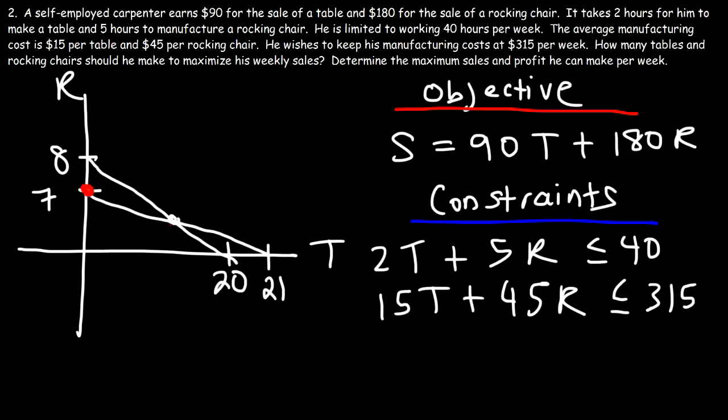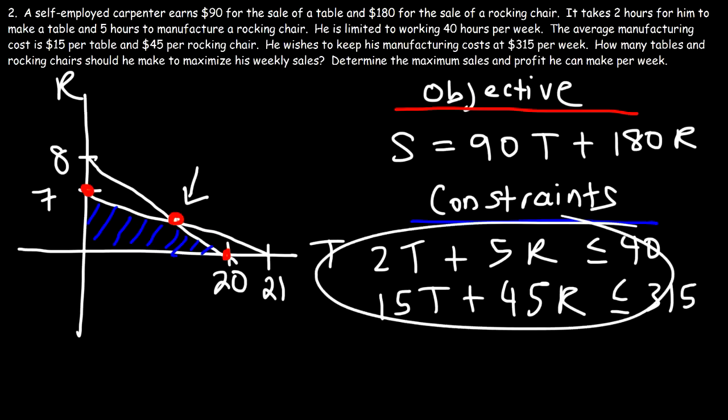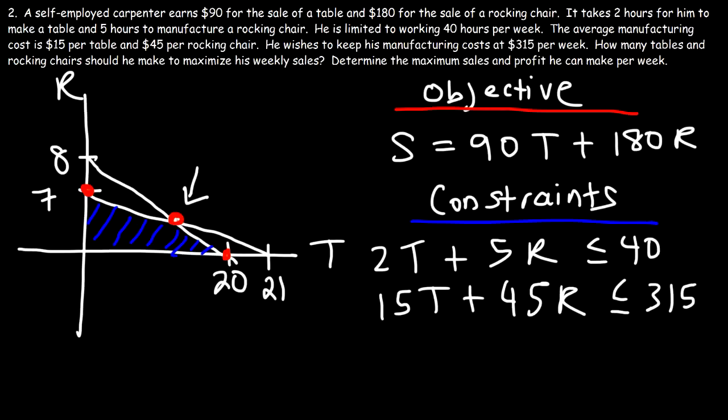So we have 3 points of interest. And this is where the solution is going to be located, somewhere in that region. Now we need to find this point of intersection. So let's solve the system of inequalities that we have. I'm just going to use an equal sign to keep things simple.